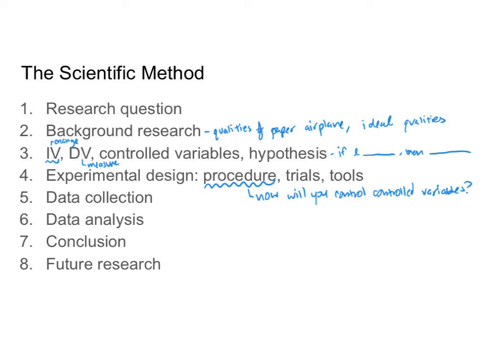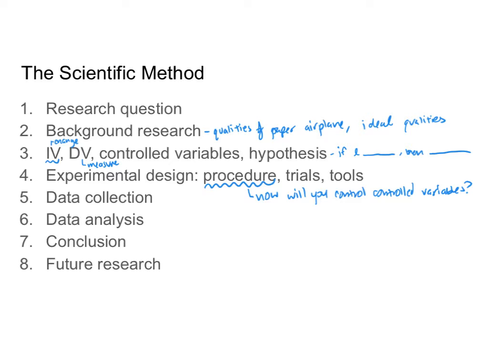Step 4. Step 5, following your procedure, you'll collect your data. Then you'll analyze that data and write some kind of conclusion. And step 8, you might think about some future research. A lot of the time, when you finish doing an experiment, you'll realize that you've answered one question, but created 2 or 3 or 4 or 5 more. So your future research would be talking about those further questions you have and what you could do to study those.